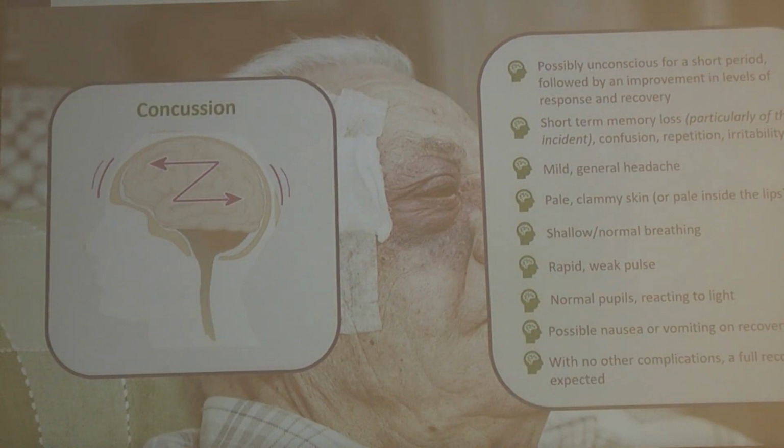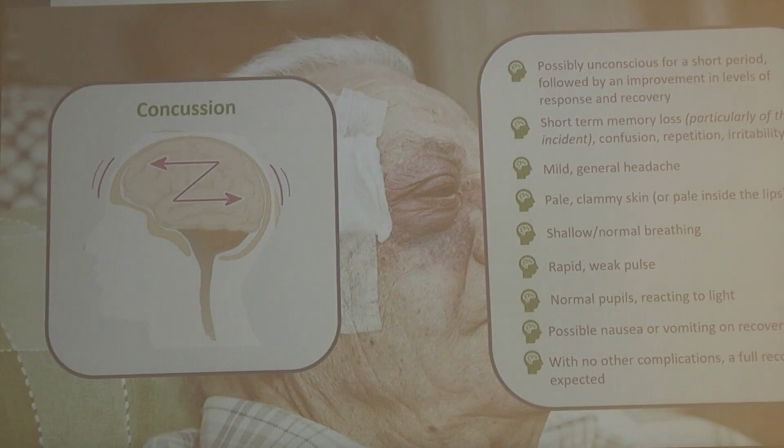Their pupils will be normal, because that's the part of the brain that doesn't get affected by this. Because while the eyes are very protected, it's quite difficult to put enough pressure on them, and it's quite difficult to affect the part of the brain that controls that. So the eyes will probably be normal in a concussion. So they'll have normal pupils. The pupils will react normally when you shine a torch into them.